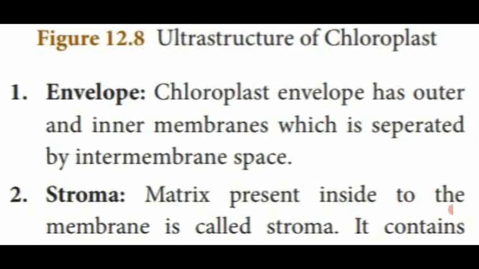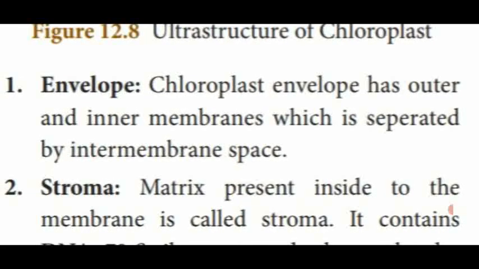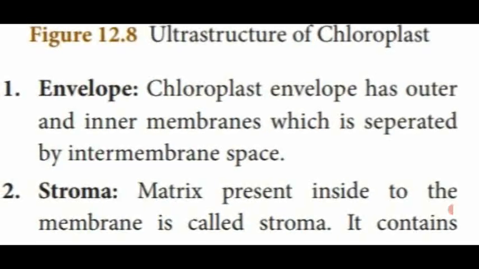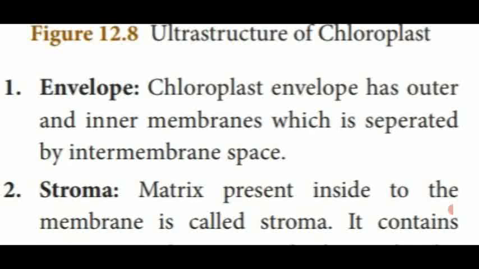Now we are going to see in a detailed manner the ultrastructure of chloroplast. First one, the envelope, which is the outermost layer of the chloroplast. It is divided into two membranes, the outer membrane and the inner membrane. Both are separated by a space called the intermembrane space.